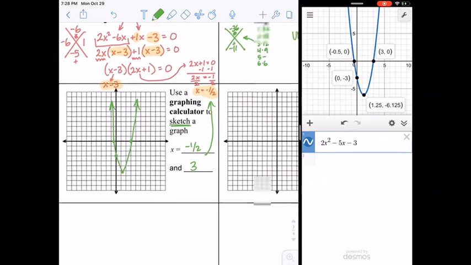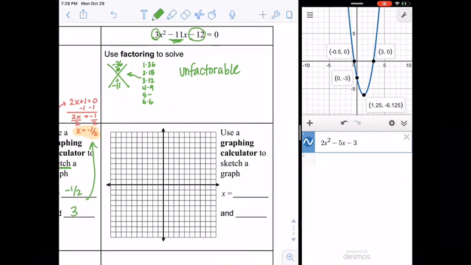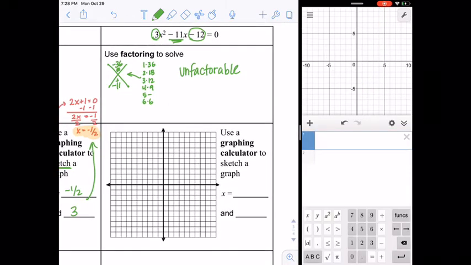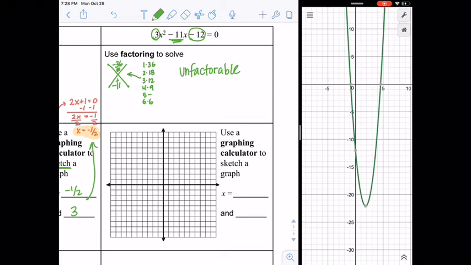Of course, on this last one, we didn't have factoring. So this is going to be the first time that we see a solution for this. So I'm going to graph 3x squared minus 11x minus 12. And I can see this kind of funky looking graph here. It's super long, so even my vertex, at -22, is not on my graph.